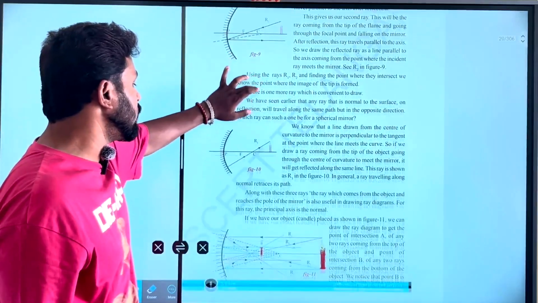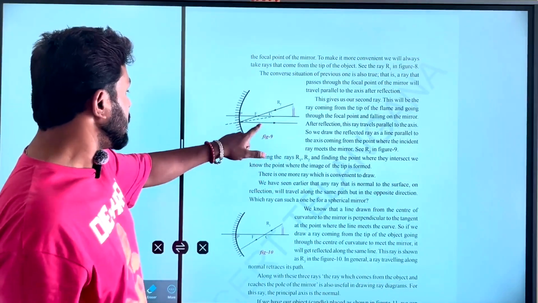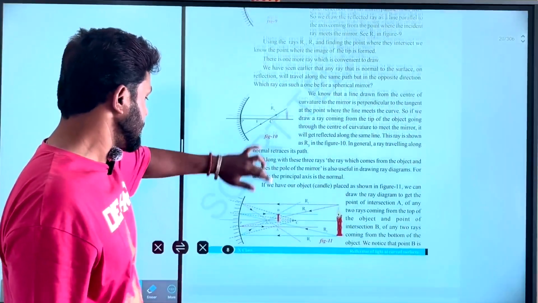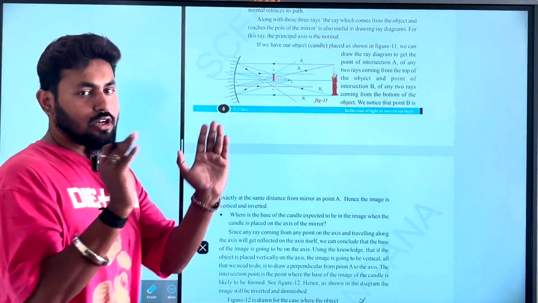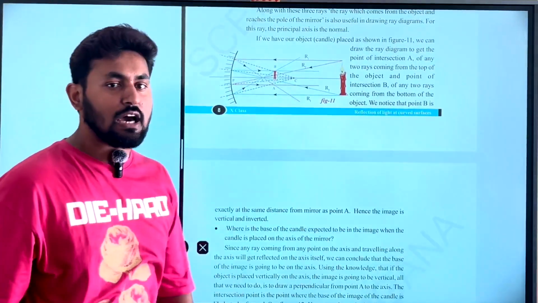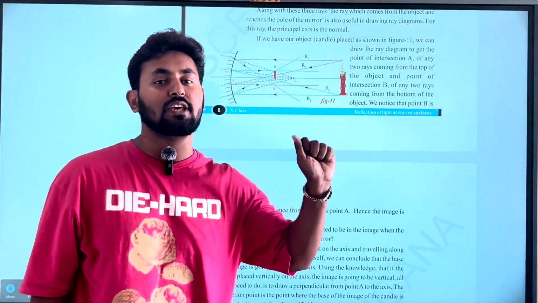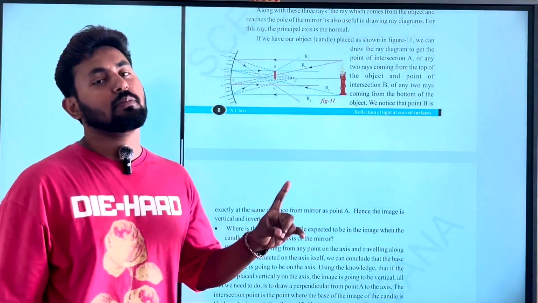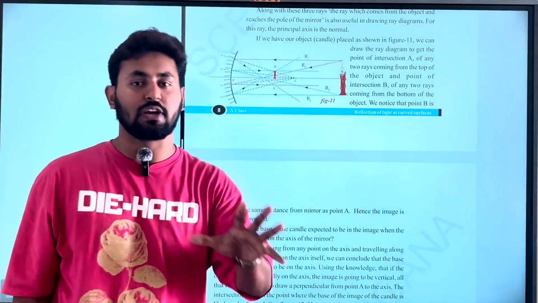This is the third rule. This is parallel to the principal axis. This is the second rule that we have. And now this is all the culmination that we have shown over here, for whenever the object is at infinity. When the object is at infinity, this is case number 1. I will draw the diagram myself over here again so that you will understand it perfectly.